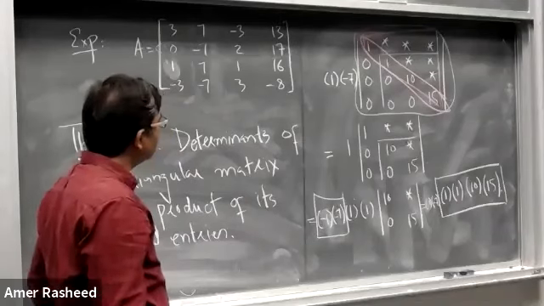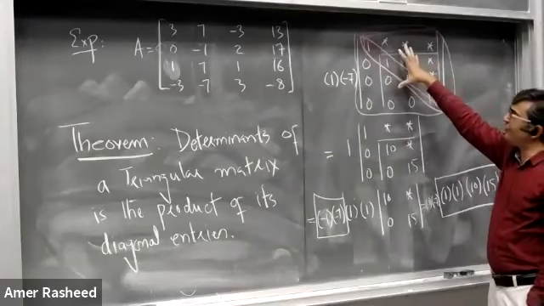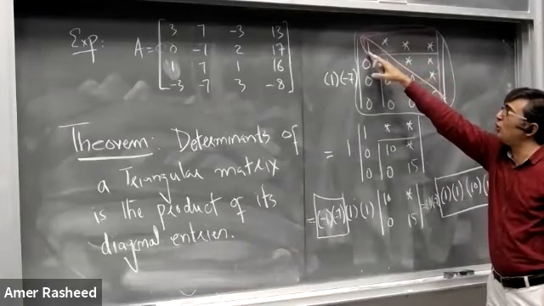Sir, how did you convert this 4 by 4 into 2 by 2? How did I convert it? This is 4 by 4. I have just written the cofactor expansion along the first row.